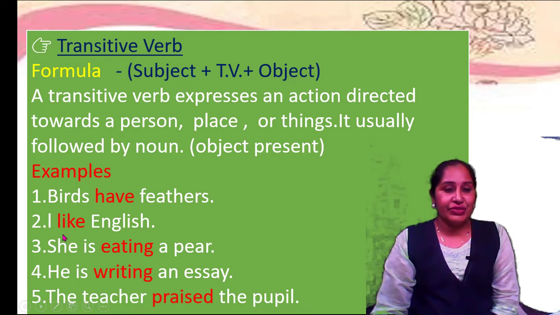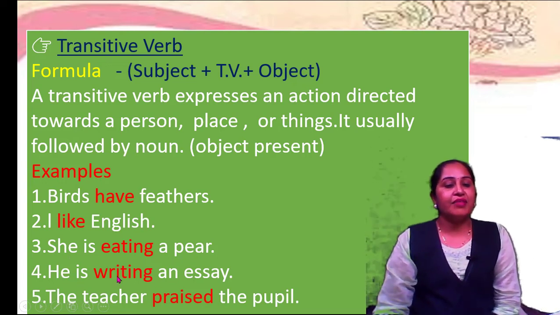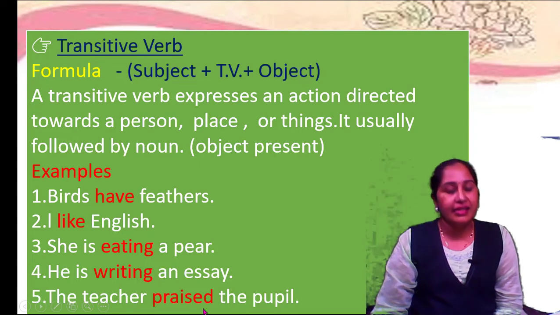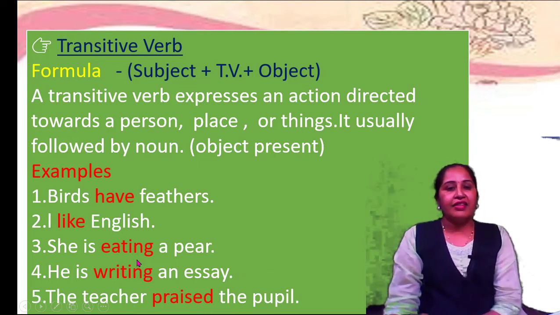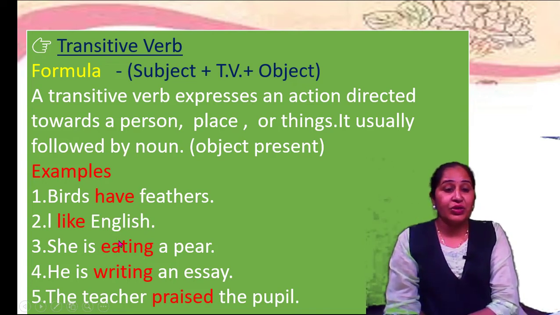I like English. I is here the subject, like is here the transitive verb and English is here the noun. She is eating a pear. She is here the subject, eating is the transitive verb and pear is here the noun. He is writing an essay. He is here the subject, writing is the transitive verb, essay is here the noun. Teacher praise pupil. The teacher is the subject, praise is the transitive verb and the pupil is here the object. In this way, the transitive verb expresses an action directed towards a person.